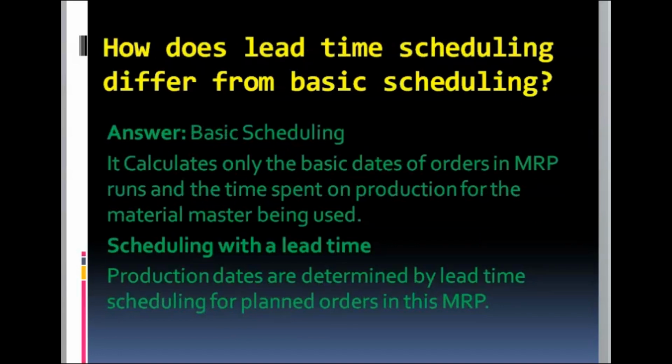How does lead time scheduling differ from basic scheduling? Answer: basic scheduling calculates only the basic dates of order in MRP runs, with the production time for the material master being used. Scheduling with a lead time. Production dates are determined by lead time scheduling for planned orders in this MRP.